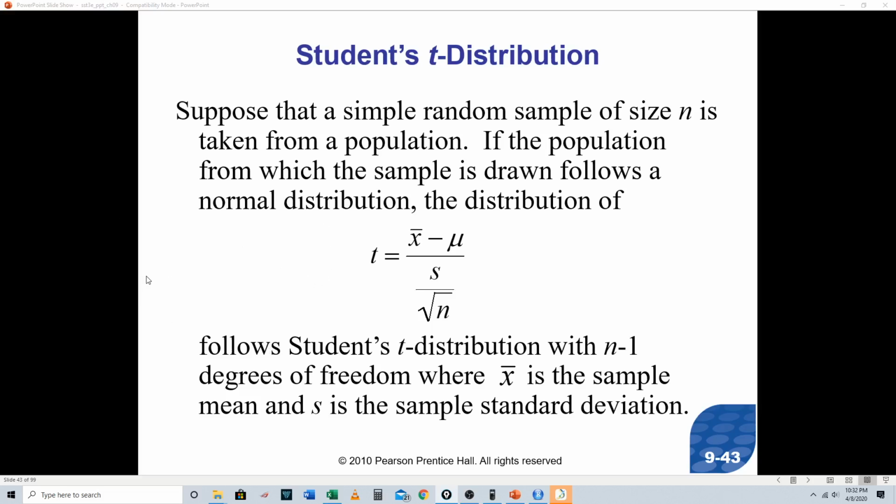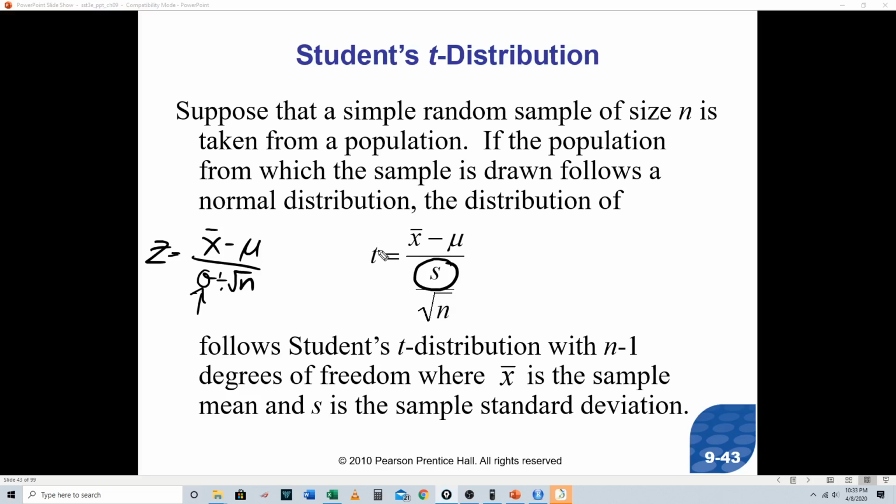T-distributions. If you remember Z, write that out. Z is equal to x bar minus mu over sigma divided by the square root of n. It's the same thing, except for what? That. We don't know what sigma is. We don't know the population standard deviation. And that's the issue. So what's going to happen here is t is going to change depending on how big my sample size is.